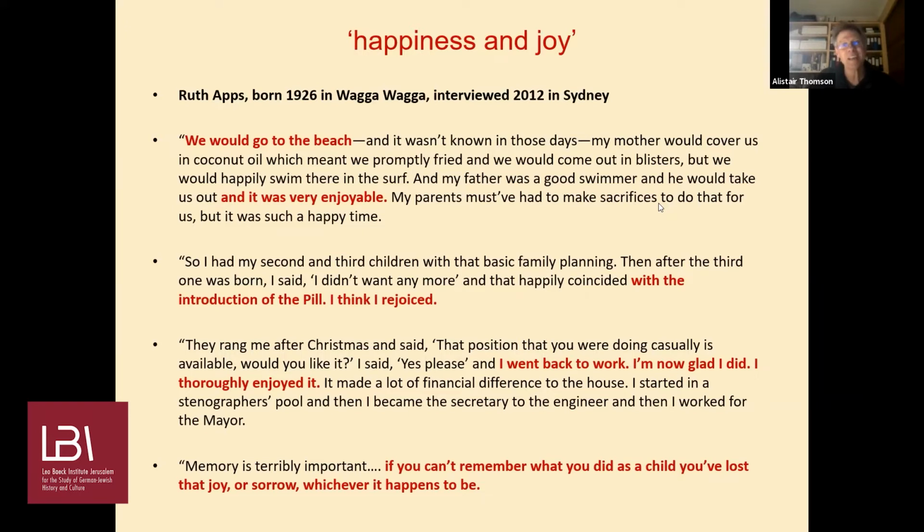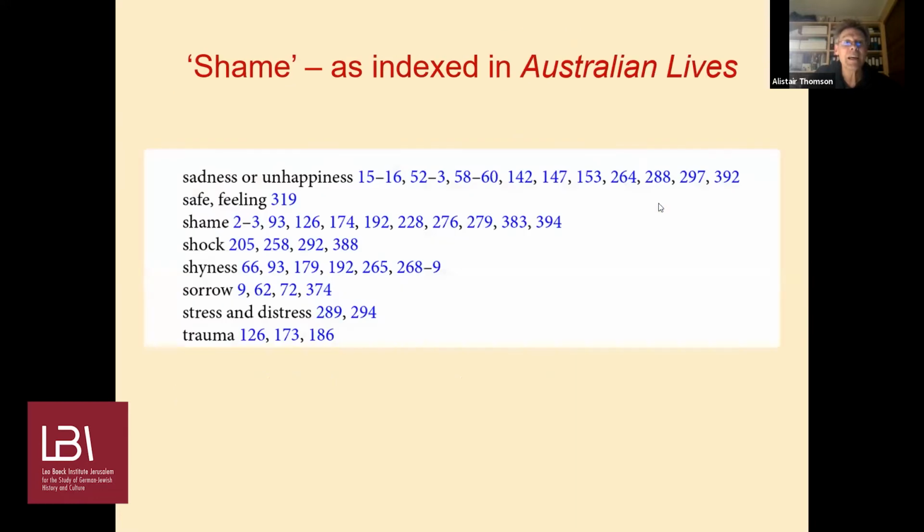So you get a sense of the real extraordinary diversity of different experiences of happiness and joy. I could say more about happiness and joy, but I'm going to turn now to shame. Shame was indexed in Australian Lives in the book just 10 times. You can see it there alongside safe, shock, shyness, sadness. Shame overlaps with disapproval and humiliation and guilt, which are also indexed. So probably there's more shame in the book than we've indexed in those 10 items.